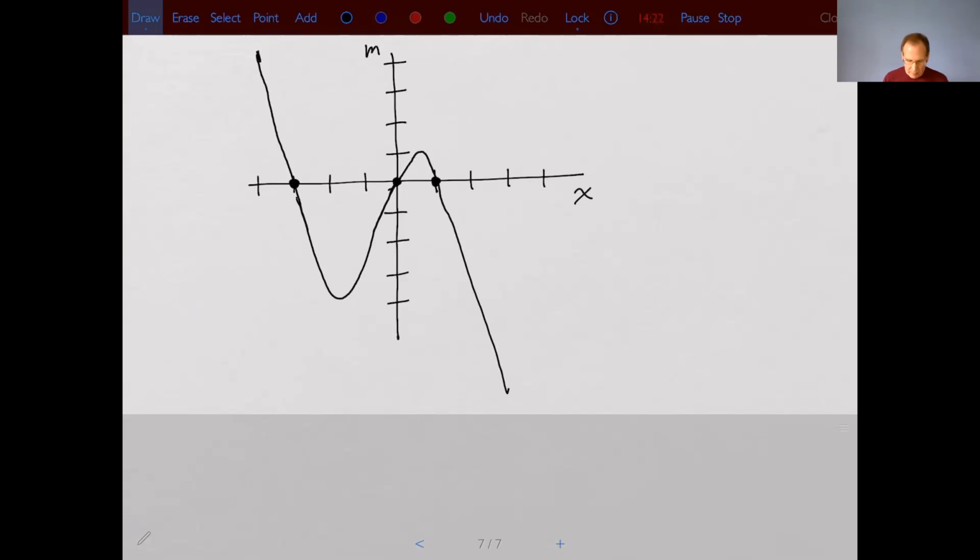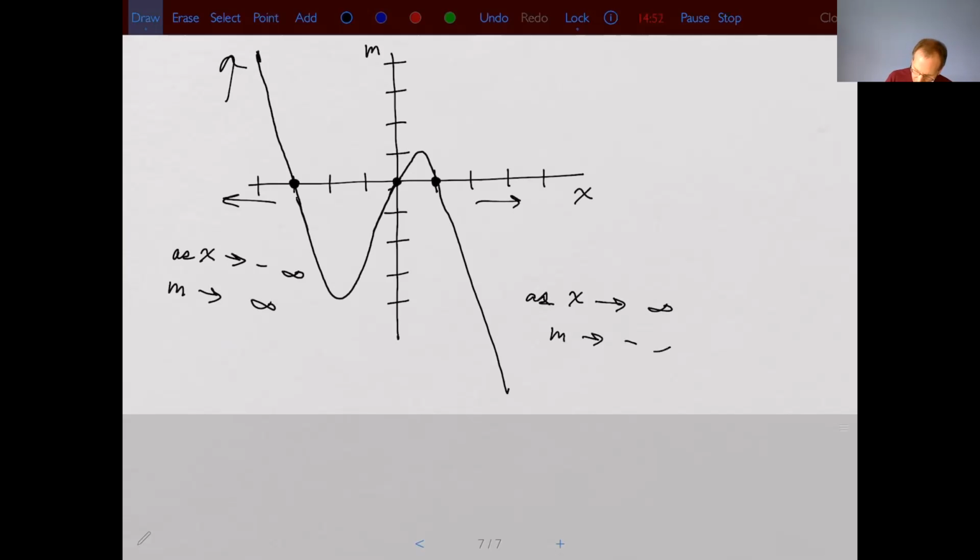Right? Remember, as x went towards negative infinity, right? So if we go in that direction, then the function was going towards positive infinity. So it was going up. So it has to look like that. And then as x was going towards positive infinity, so as x getting larger and larger and larger, then the m was going towards negative infinity. And that's what we're seeing, right? It's going down like this.